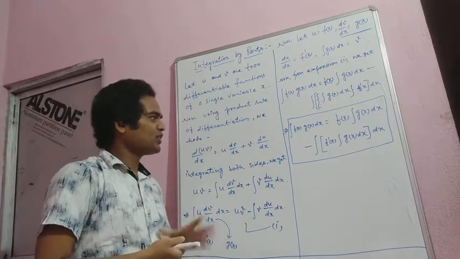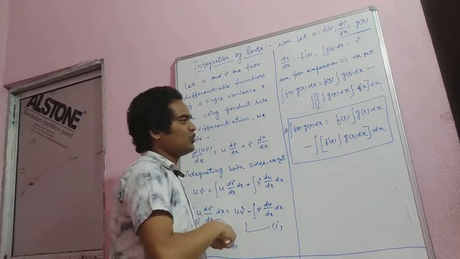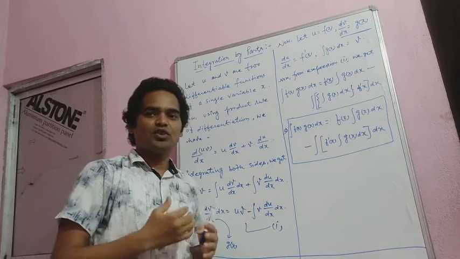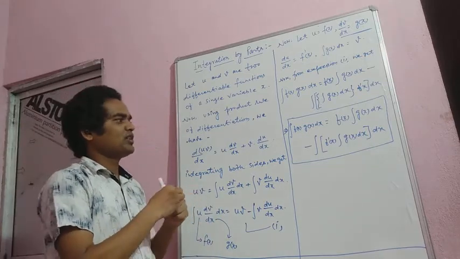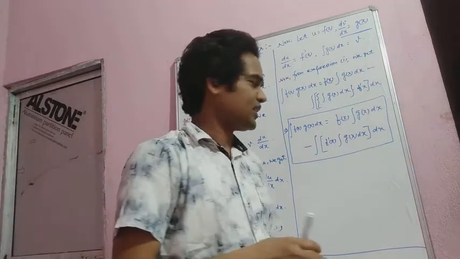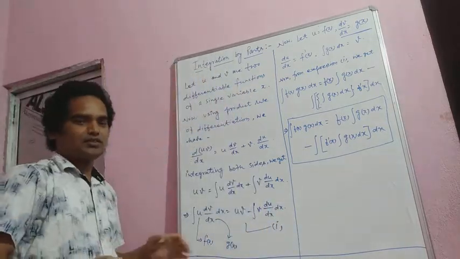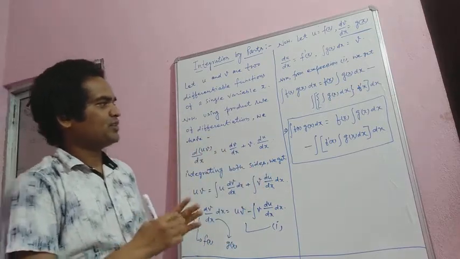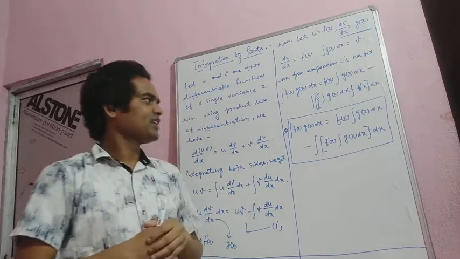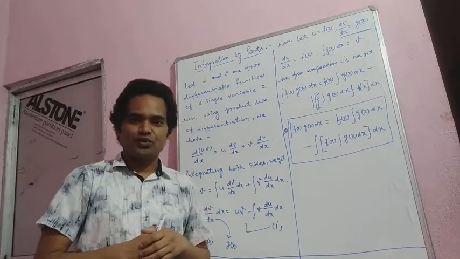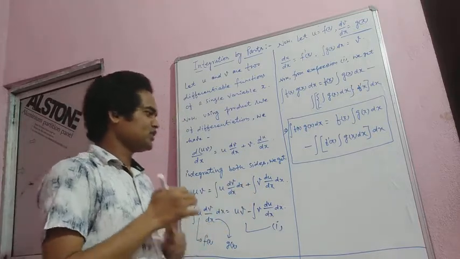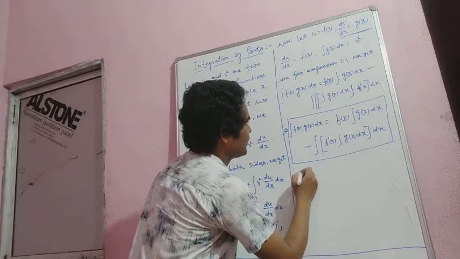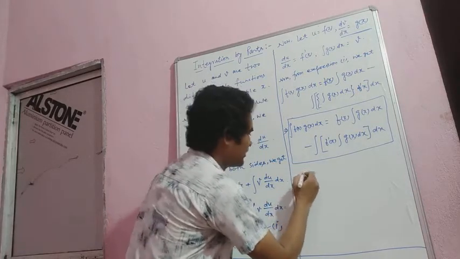Now, students, one question is arising: how to assume f(x) as the first function and g(x) as the second function? What is the rule to assume the first function and second function? Let's see. Generally we use the order of preference by using the ILATE rule.